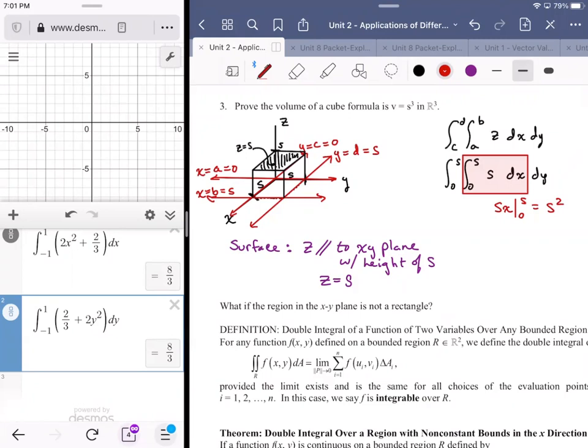All right. So we're going to integrate this s squared over the interval of 0 to s with respect to y. But that s squared, again, we want to think about what that means. We just integrated a height of z with respect to x. So meaning based off of some horizontal change in x going from A to B.